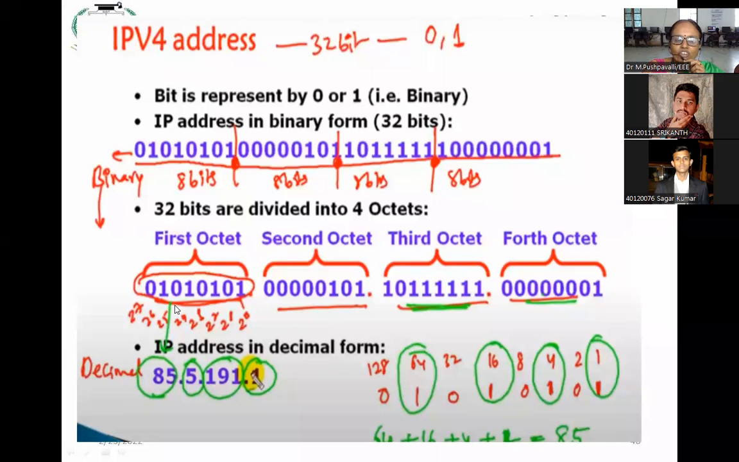So you know how we are converting. There are 32 bits. We are separating them into 8, 8, 8, 8 bits. So four 8-bit groups, four octets, we used to say. In that, we take the first octet and get its decimal form, then the second octet, third octet, and fourth octet.